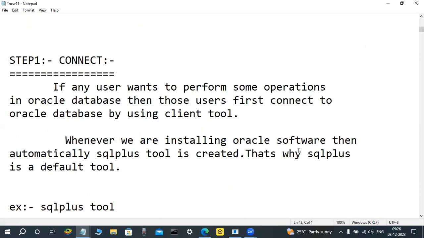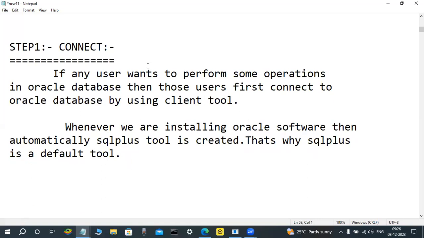Now, the first one, write it. Step one, connect, write it. This one I will tell you diagrammatically. Write it. Step one, connect. If any user wants to perform some operations in Oracle database, what is that? I will tell you, don't worry. First, write it this way.